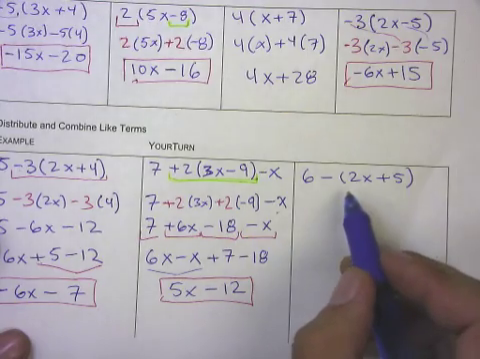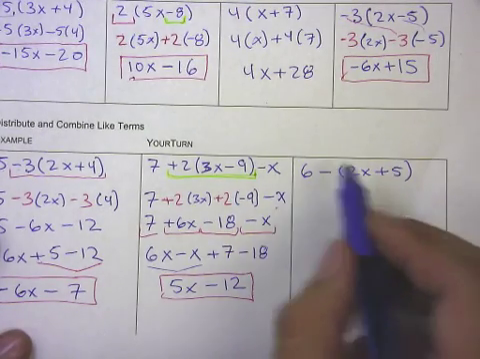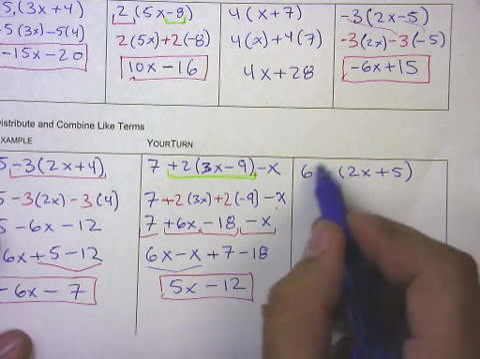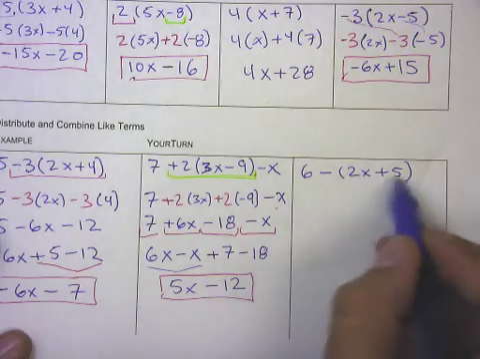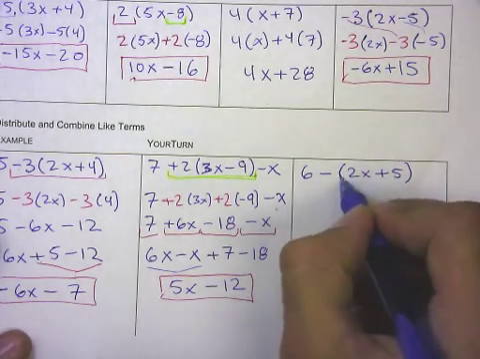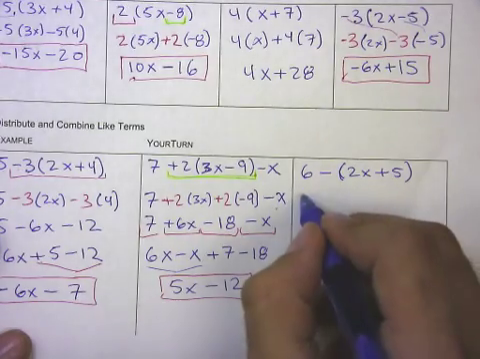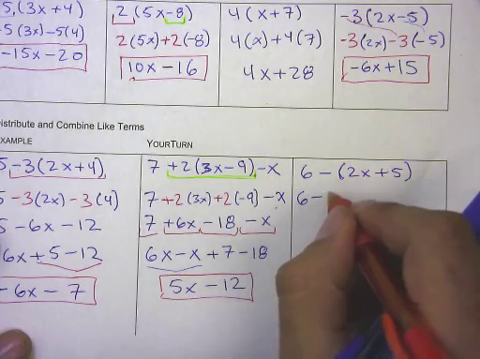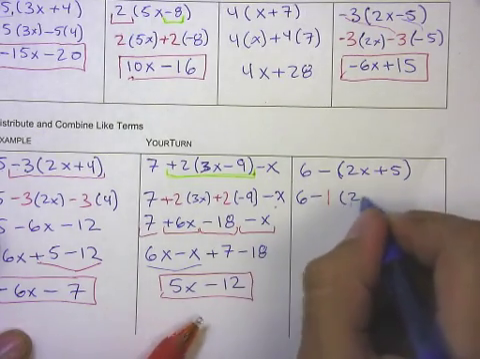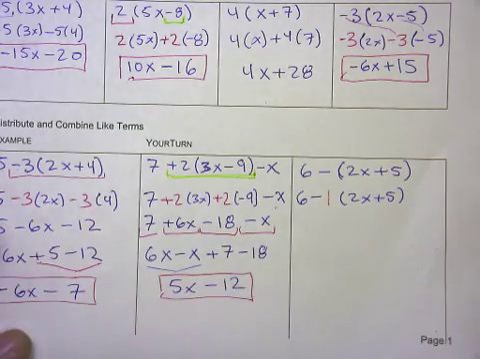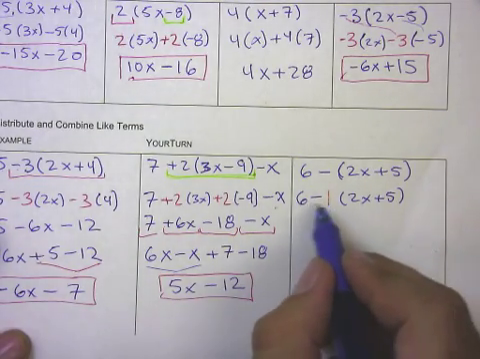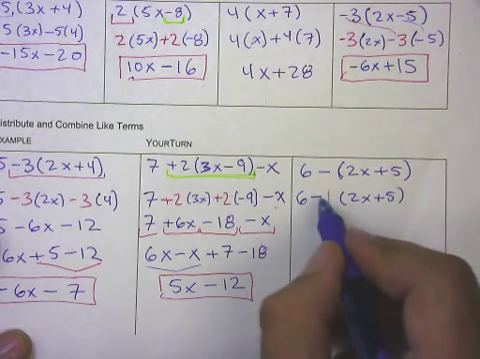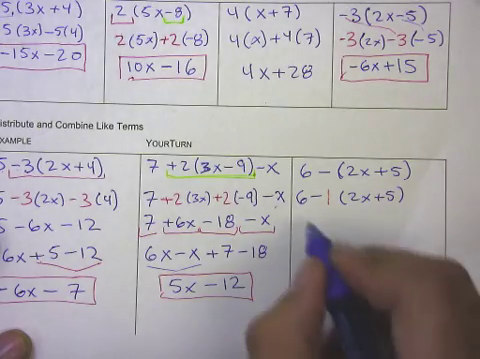All right, last issue that we want to deal with is this, which doesn't look like distribution at first, so we have to think about how we're going to deal with this negative sign that's sitting in front of these parentheses. Right? The way that we can deal with that is we can think of this as essentially saying the same thing as 6 minus 1 of this group. So we have 6 minus 1 of 2x plus 5. You don't necessarily have to write that 1 there, but just recognize that we can think of this minus sign as being minus 1 times all this. So we'll distribute this negative sign as if it was negative 1.